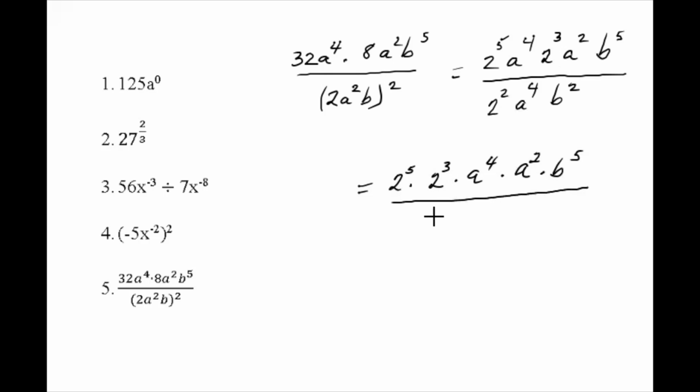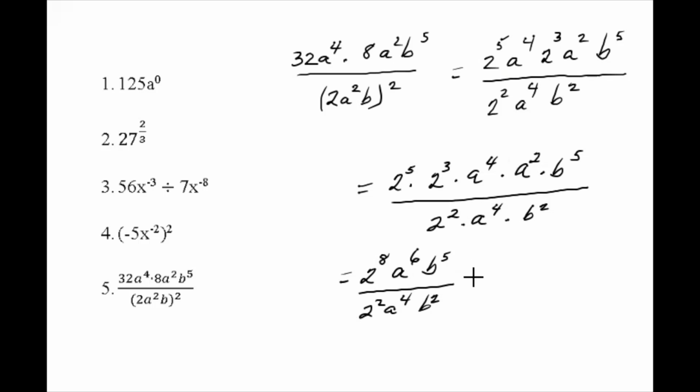At the bottom, they're already in order. So this is 2 squared multiplied by a to the 4th multiplied by b squared. Now, 2 to the 5th multiplied by 2 to the 3rd is the same base. So this becomes 2 to the 8th power multiplied by a to the 6th power multiplied by b to the 5th power, all divided by 2 squared a to the 4th b squared.